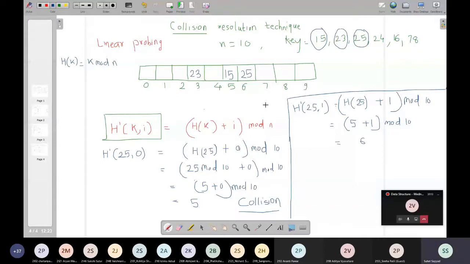Okay, now the next key value that I will pick up will be 24. What will be the value of I? Can you tell me, anyone?